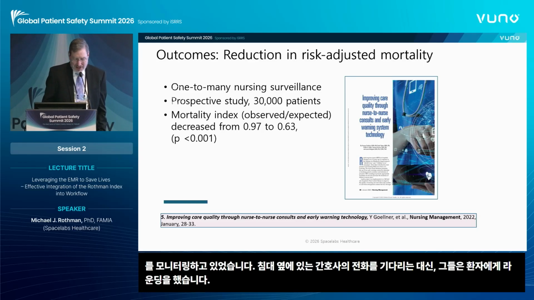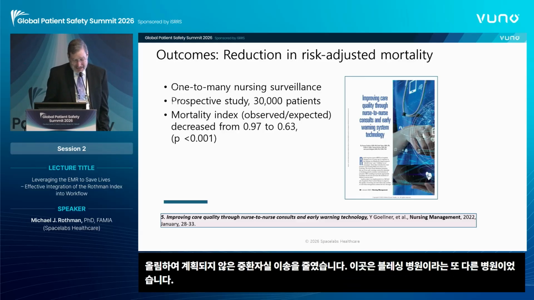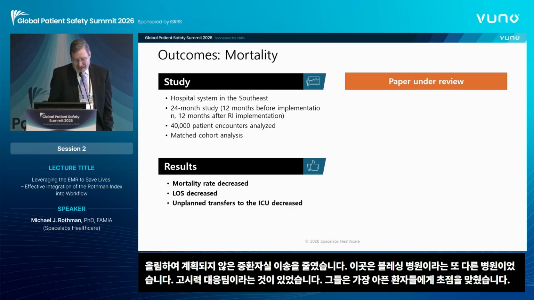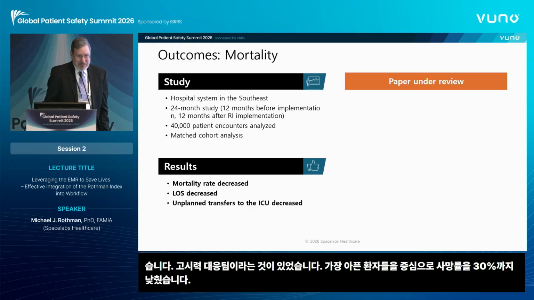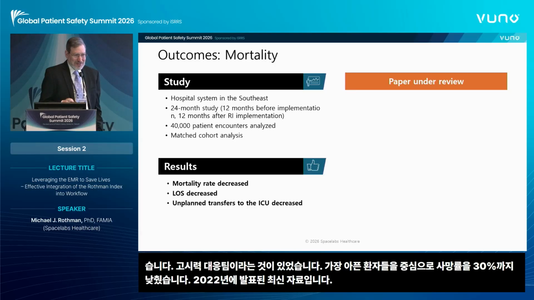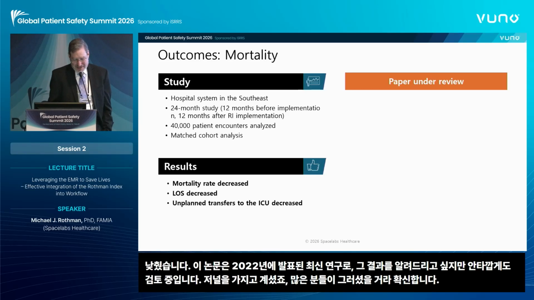They had what they called a high acuity response team, focusing on those patients that were the sickest. They reduced their mortality index by 30%. This was published in 2022. The latest study I would love to give you the results on, but unfortunately it's in review at a journal. I'm sure a lot of you know about that process. But what they found was a reduction in mortality, reduction in length of stay, and a reduction in unplanned transfers to the ICU.